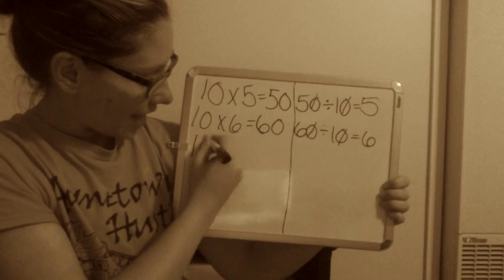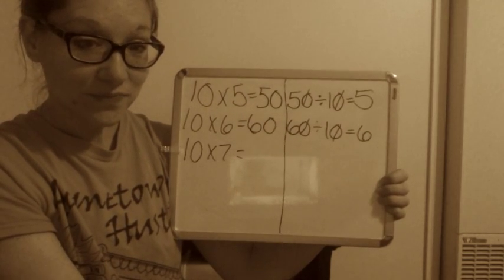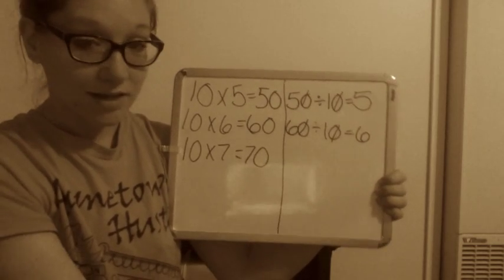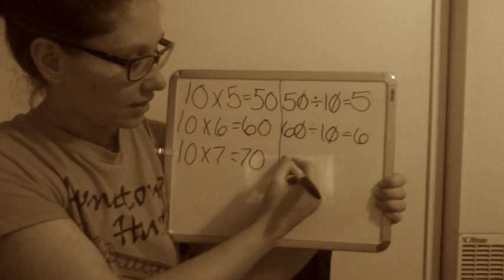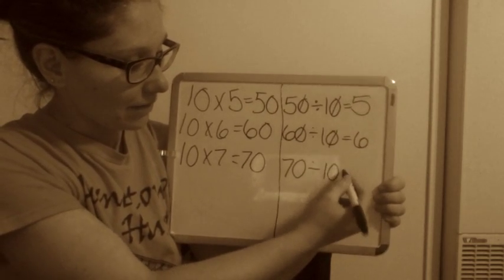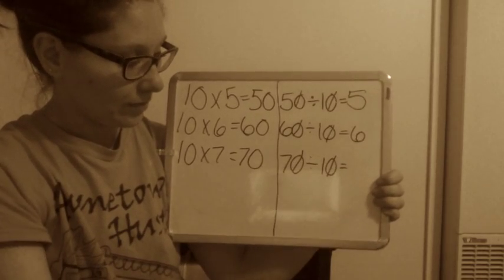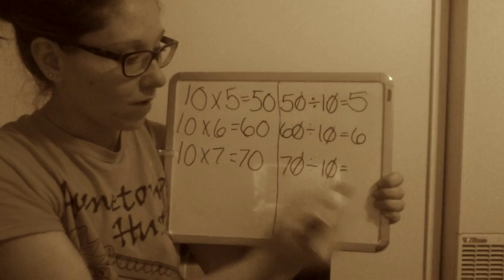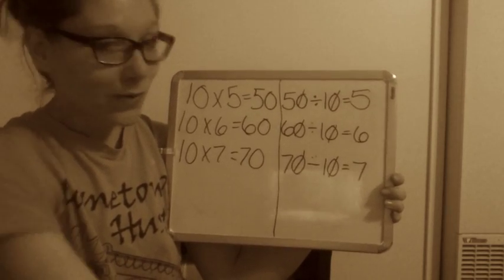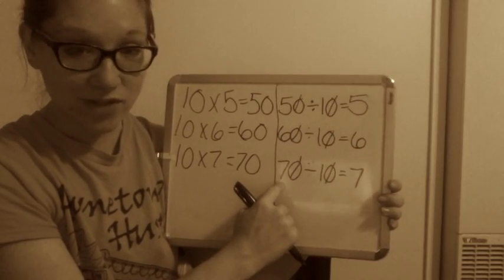What about 10 times 7? What is 10 times 7? Boom, should be 70. Now let's relate it to division. 70 divided by 10. Drop your zeros, boom, boom. 7 divided by 1 equals 7. So all you have to do is get rid of the zeros, and it is that number there.